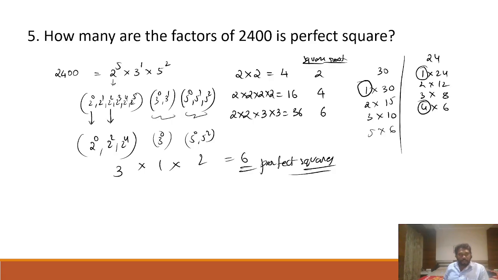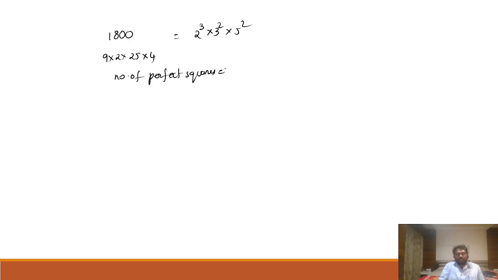I'm going to explain this question one more time, but with another number. Let's say I'm going to take the number 1800. The prime factorization of 1800 is 9 times 2 times 25 times 4. I want you to do this and learn this. So the prime factorization of 1800 is 2 cube into 3 square into 5 square. Now I want to write how many perfect squares there are. You just check here, guys. Simply 2 cube. So in 2 cube, how many even powers are there?